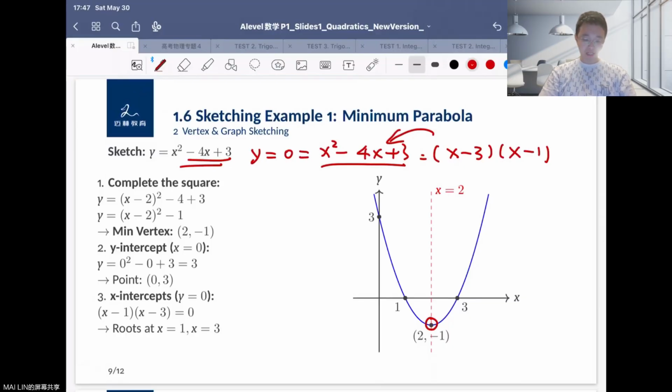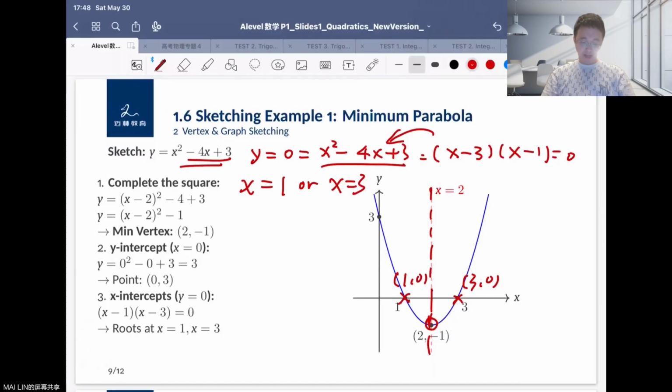That is how we can draw this. So y equals 0, so x equals 1 or x equals 3. Here we have two intercepts, (1, 0) and (3, 0). That is the quadratic graph right here. We can also find the symmetrical line right here, using half of the two intercepts.